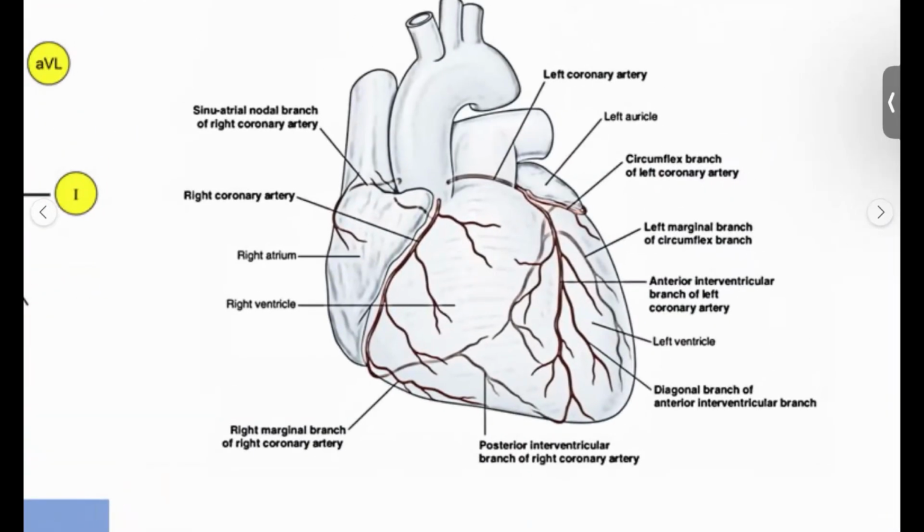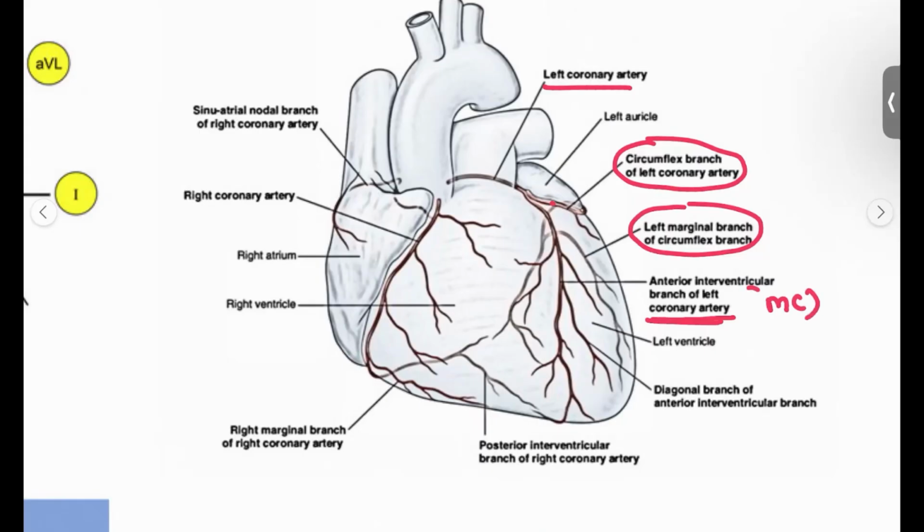On the anterior side of the heart, what is the dominant artery? That is your LCA. On the LCA, how many branches are there? From the auricle, you can see this is your anterior interventricular branch of the left coronary artery. Here is your left circumflex artery and left marginal artery. The artery most commonly involved and most prone to disease is the LAD. So this is the most common artery involved in MI.